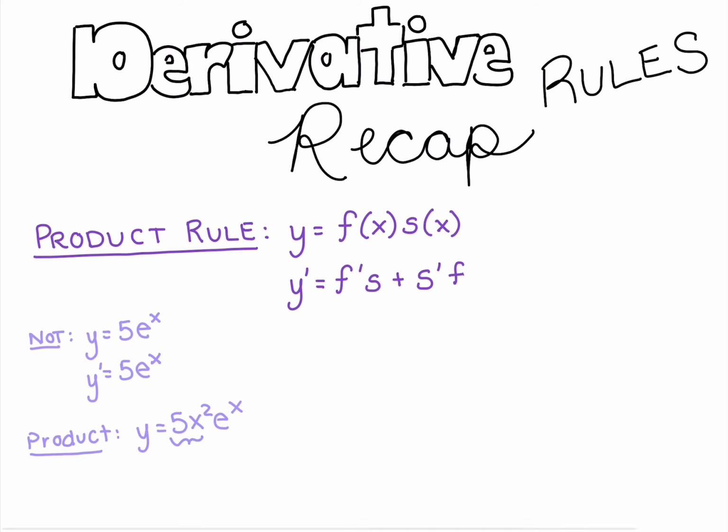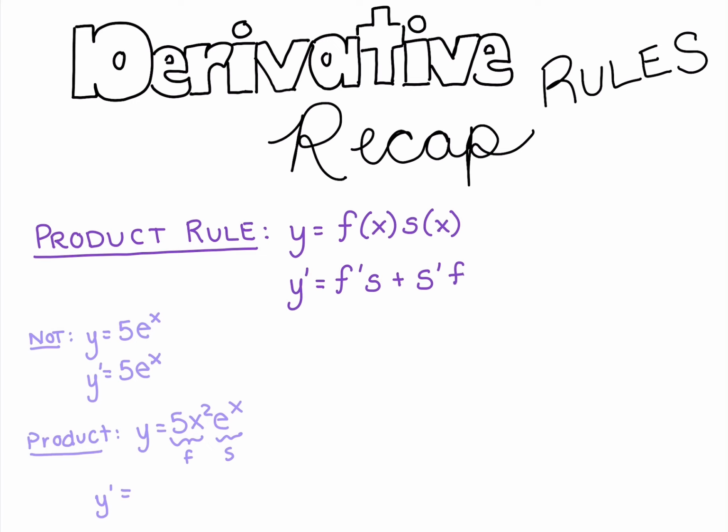You can call 5x squared the first factor, e to the x the second factor, and apply this product rule, which is the derivative of the first times the original second, plus always for product rule, the derivative of the second times the original first. So we're going to run through this piece by piece.